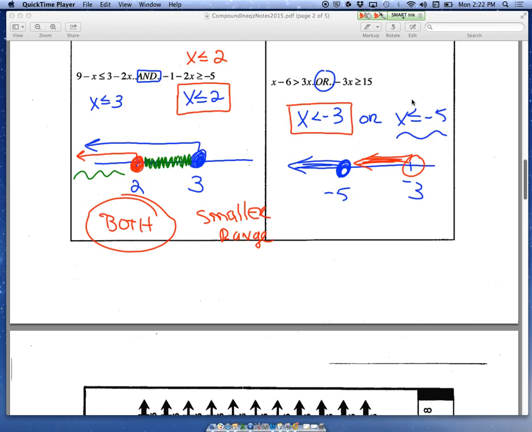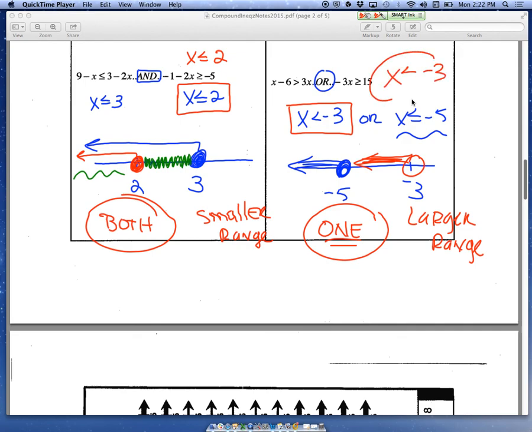Well, in this scenario, only one condition must be true. That's the definition of disjunction. Only one condition must be true. So here I could choose the larger range. So the solution for this would be x is less than negative 3, would be the solution for this disjunction.